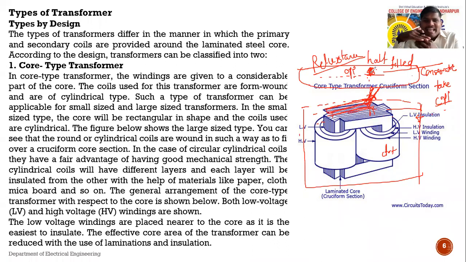If the oil gets expanded and we have not provided a conservator, at that situation there is damage to the main tank also because of expansion. So the expanded oil will occupy the empty area in the conservator tank. That is the function of the conservator tank.